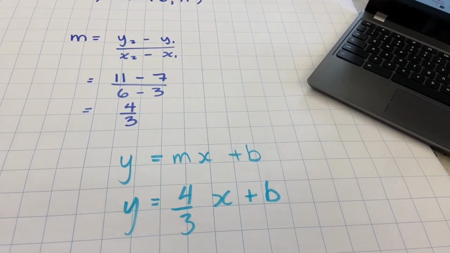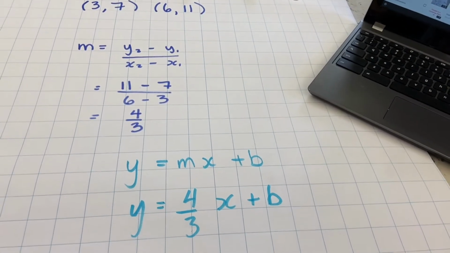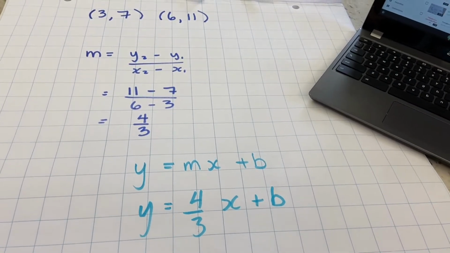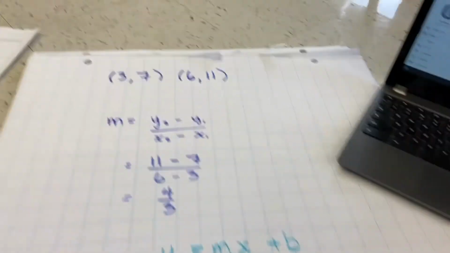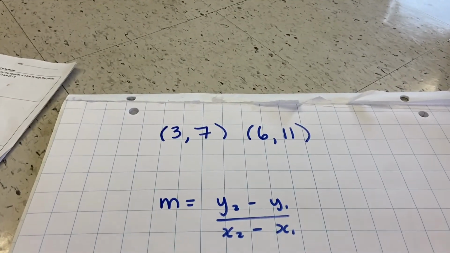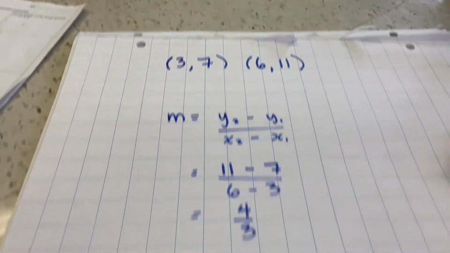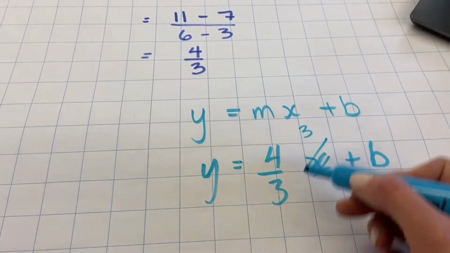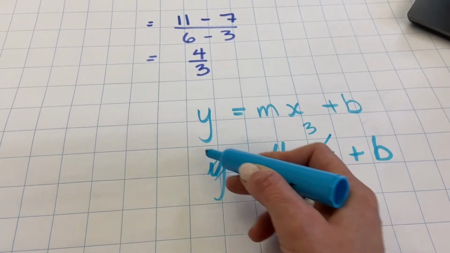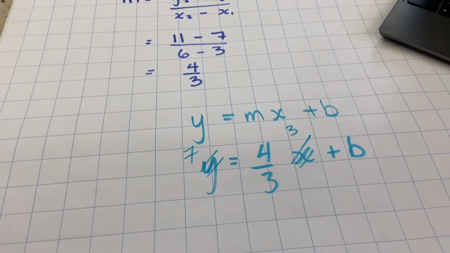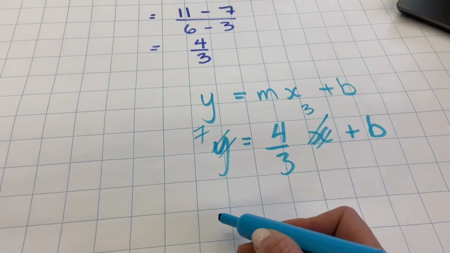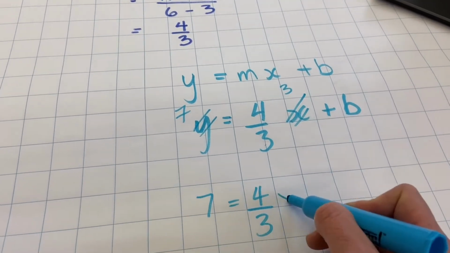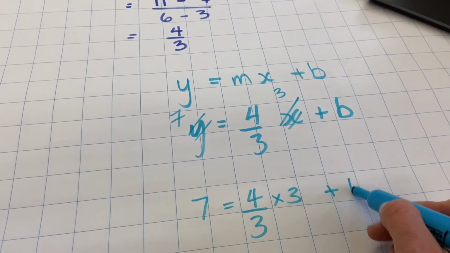So we're going to do the exact same things we normally do, just today we're dealing with fractions. So I'm going to take, for example, my 3 and my 7. My 3 is x, my 7 is y. So I'm going to cross off my x and put a 3. I'm going to cross off my y and put a 7. So that means I'm going to have 7 equals 4 over 3 times 3 plus b.